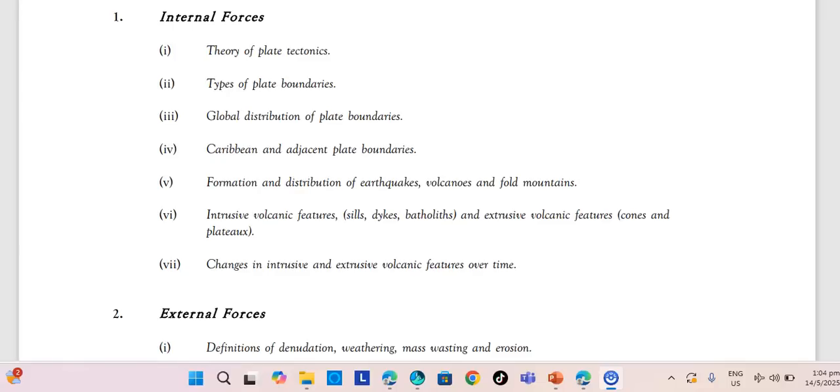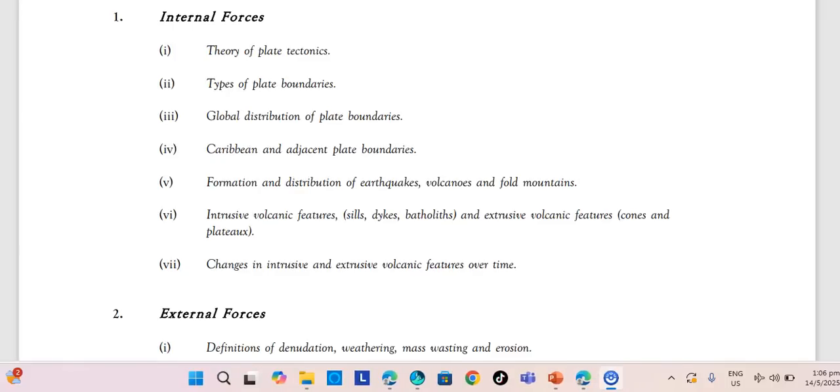We're going to look at extrusive volcano features. Alright, so go to your notebook or your textbook and read up on what intrusive volcano features and extrusive volcano features are. Hope you are reading it.